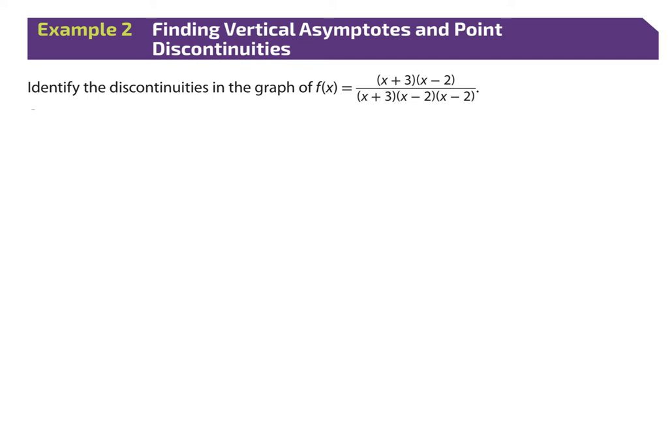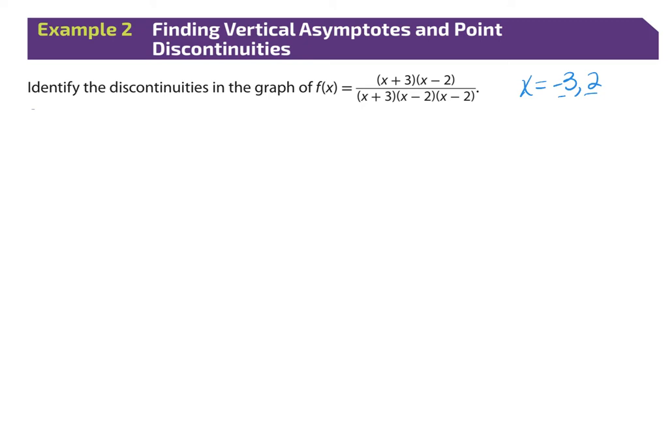Identify the discontinuities in the graph, all right? So obviously I'm going to have 3 discontinuities here, right? I'm going to have a discontinuity at x equals -3. I'm going to have one at 2. And it looks like I would have another one at 2, but that's not how that works, right? So I'm going to have at -3 and at 2.